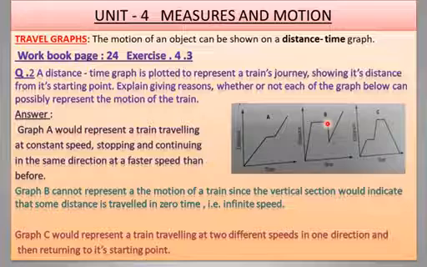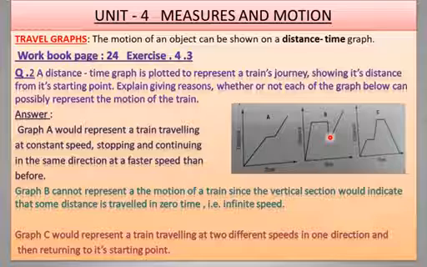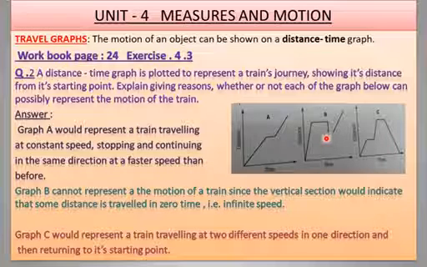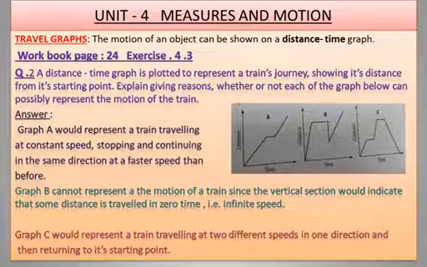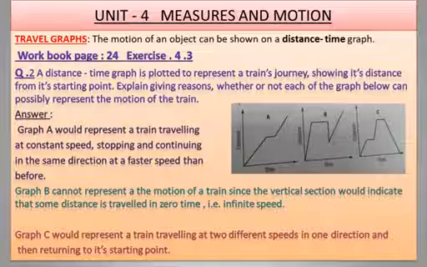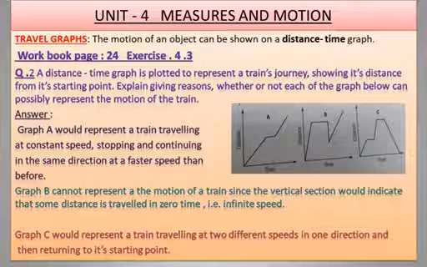Okay, so after that again moving, but this vertical line at zero time is not possible. So this graph will not show a motion of the train. Okay, it is not showing the train's journey. Understood? Now we will move to graph C.